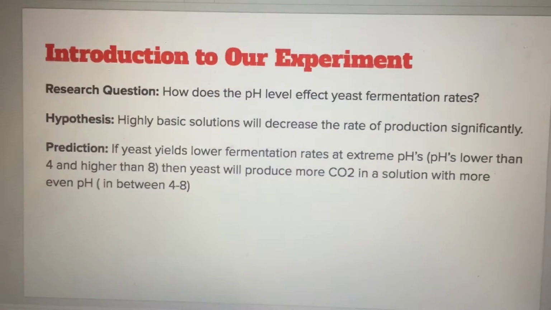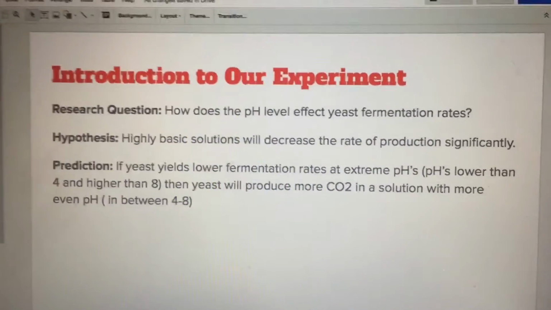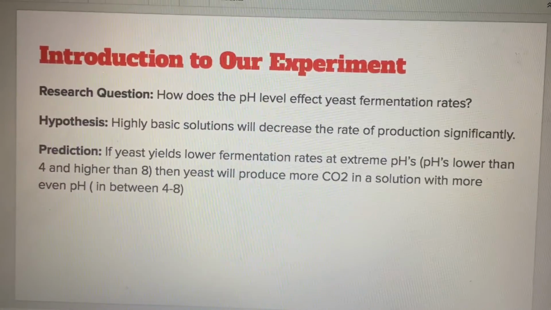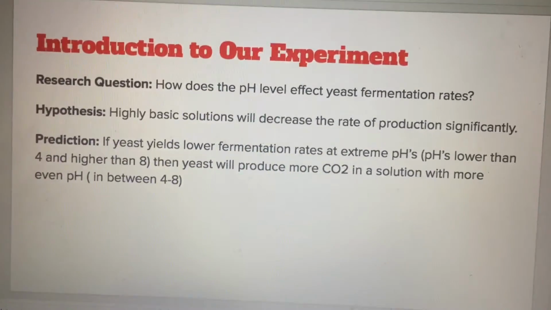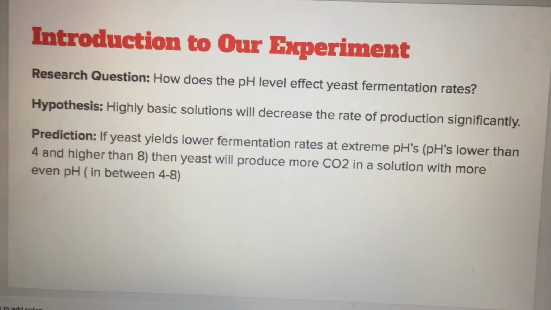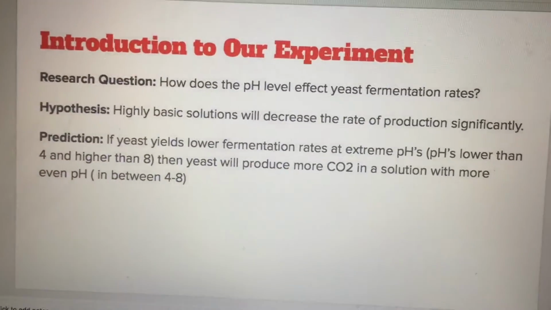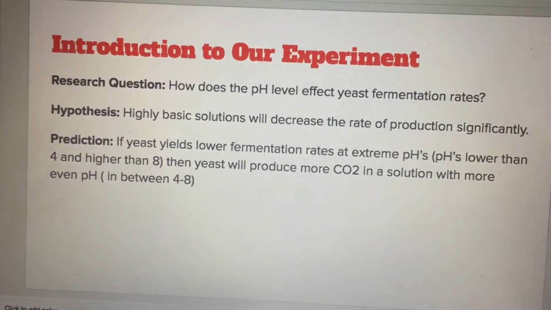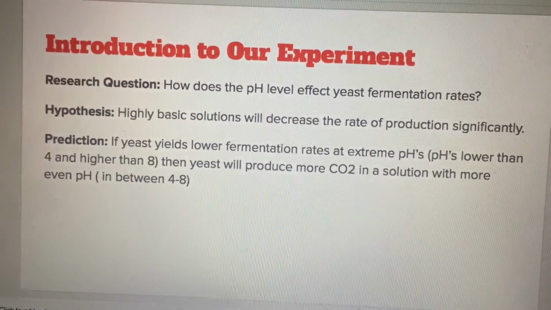Our research question is, how does the pH level affect yeast fermentation rates? Our hypothesis is that highly basic solutions will decrease the rate of production significantly. And our prediction is that if yeast yields lower fermentation rates at extreme pHs lower than 4 and higher than 8, then yeast will produce more CO2 in a solution with a more even pH, between 4 and 8.